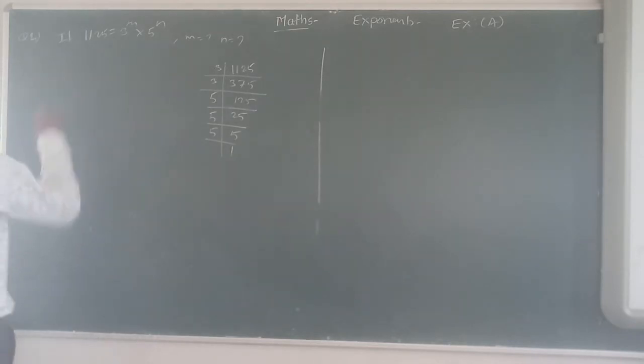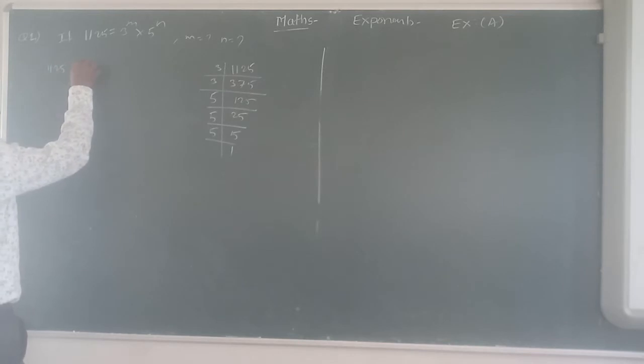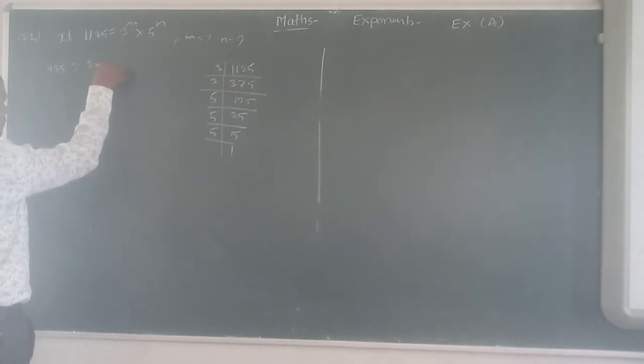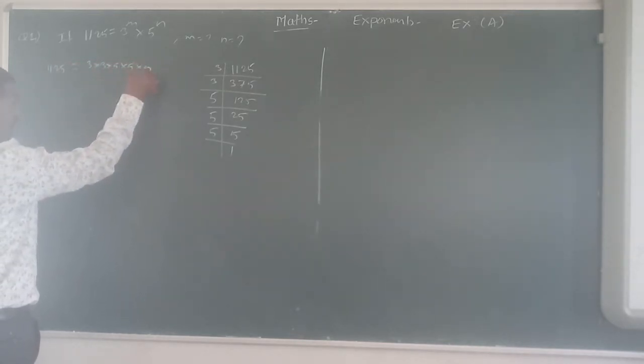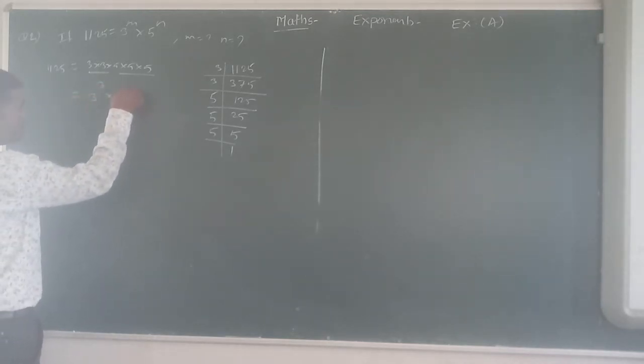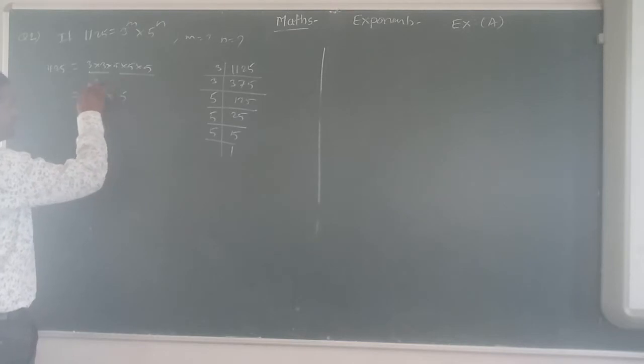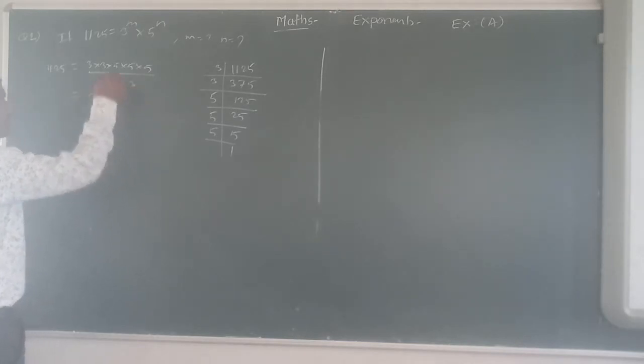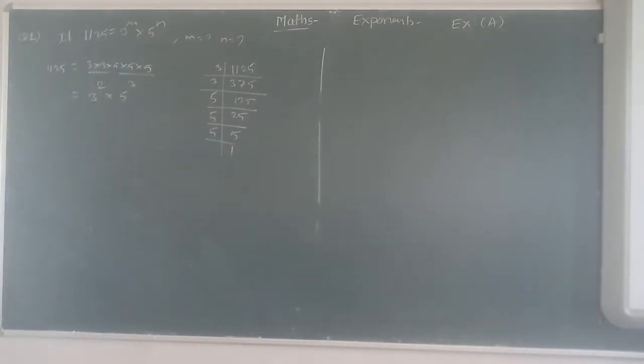So we can write 1125 is equal to 3 into 3 into 5 into 5 into 5. That means 3 is multiplied 2 times and 5 is multiplied 3 times. That means we can write 3 raised to 2 into 5 raised to 3. Now we can compare.